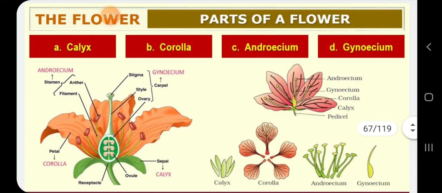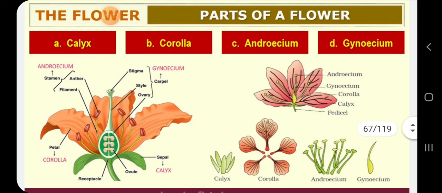Now, parts of flowers: calyx, corolla, androecium, gynoecium. Now calyx is the outermost whorl of the flower. That means, in simple words, they are known as sepals. And the second whorl is the corolla, which is the colored part. Then the third whorl is the androecium, that is the male part. And in the center, the interior part is the gynoecium, the female part.